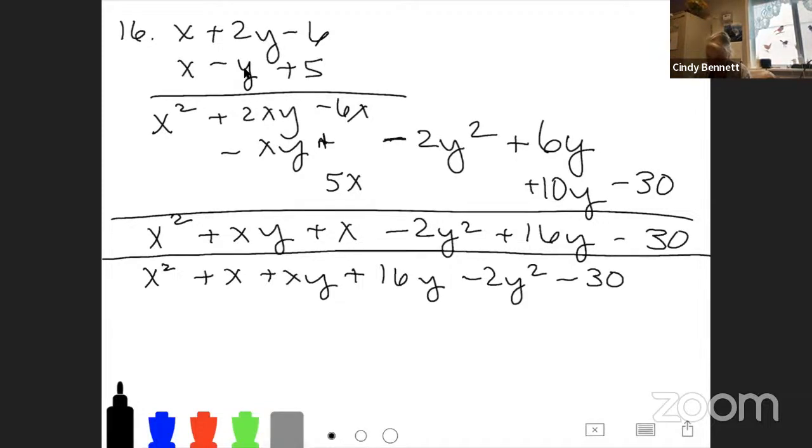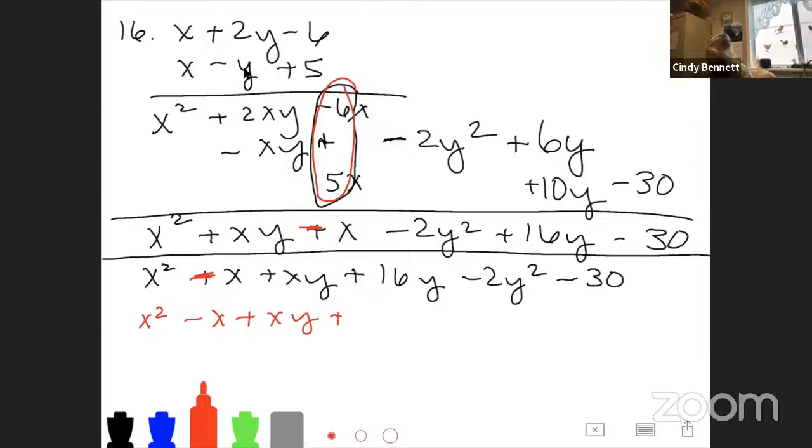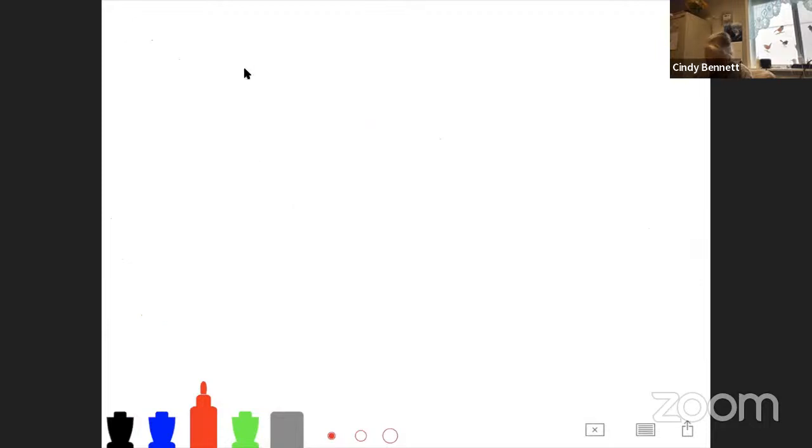According to this, that should be a negative x, which is correct because negative 6. So this one right here should have been a negative. So I'm changing this to a negative. So that should be a negative. So my final answer should be. And we are done. 16.